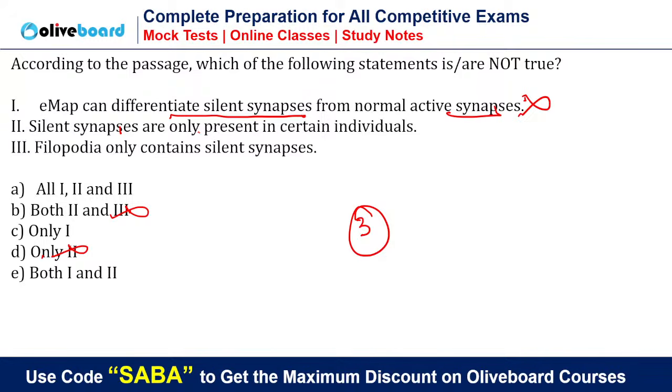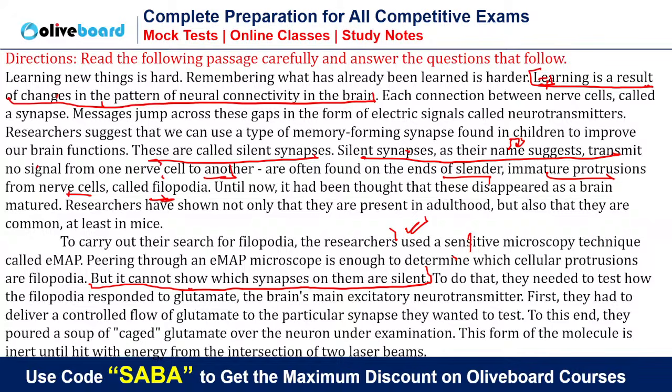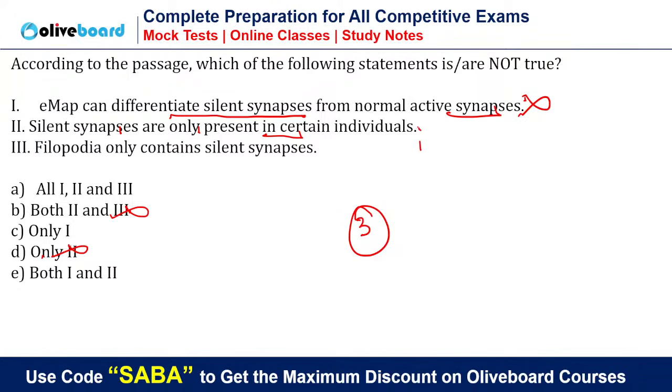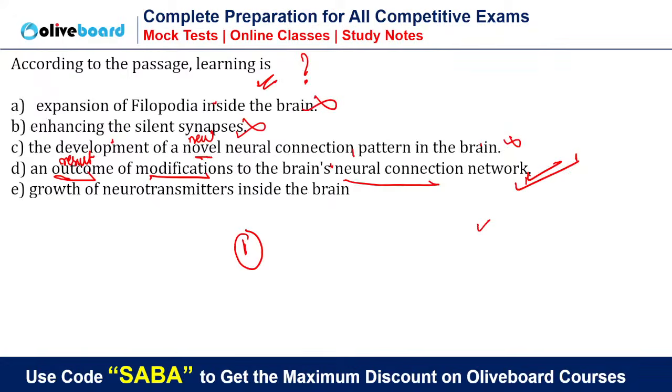Okay. Now, silent synapses are only present in certain individuals. This is also definitely false. It is given that researchers have shown that not only are they present in adulthood, but also they are common, at least in mice. So, you will not talk about only certain individuals because they are found in animals also. So, this is also definitely false. It means this is also eliminated, right? Second is also definitely false. Now coming to third, filopodia only contain silent synapses. Only is the word here. But still I will confirm whether third is right or wrong.